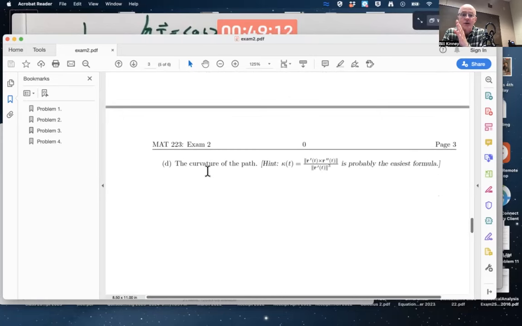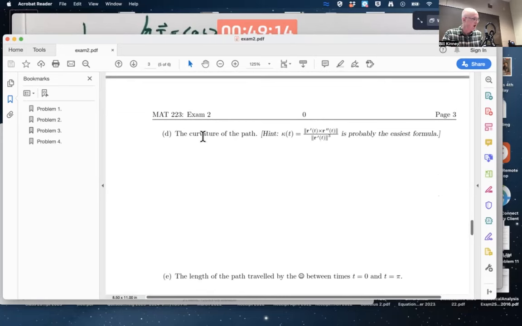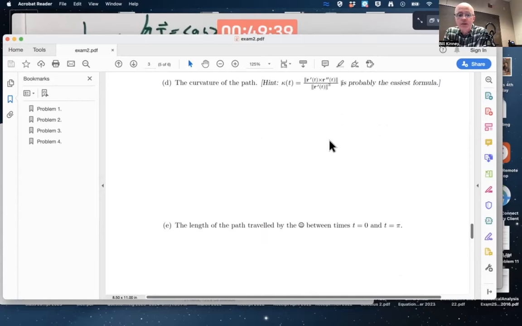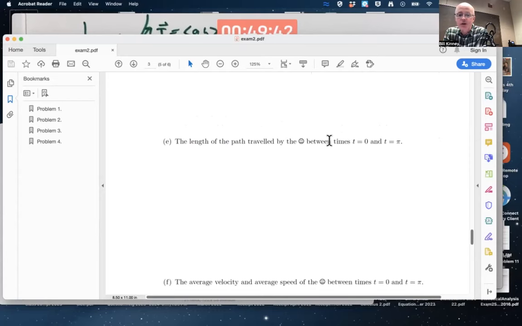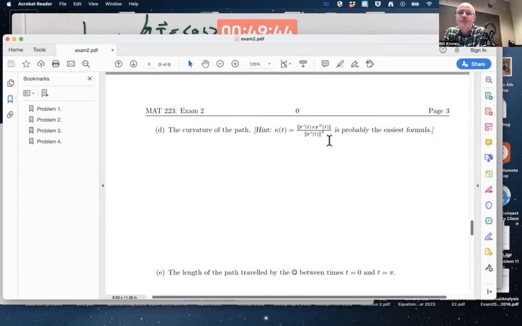Unit normal, the curvature of the path. I forgot to mention formulas for curvature in section 11.5. This is one. So he had them do this one for the formula for the curvature that did involve a cross product. So it's the velocity vector cross the acceleration vector, take its magnitude, divide by the speed cubed. R prime is V, R double prime is A. This is the speed cubed down there. That's probably the easiest formula.